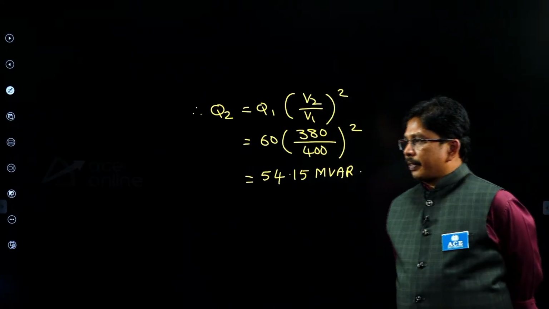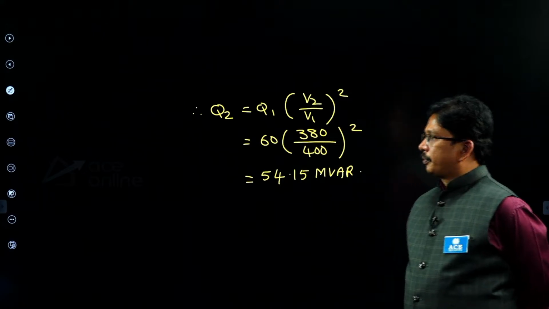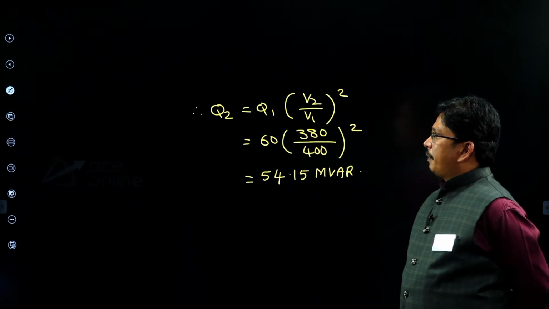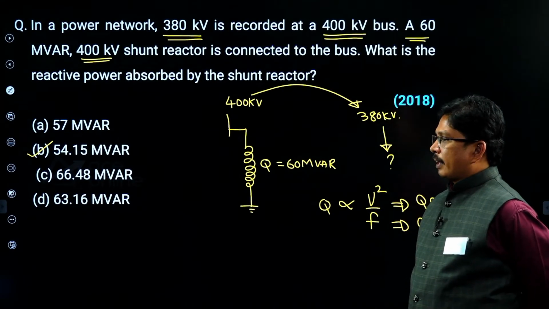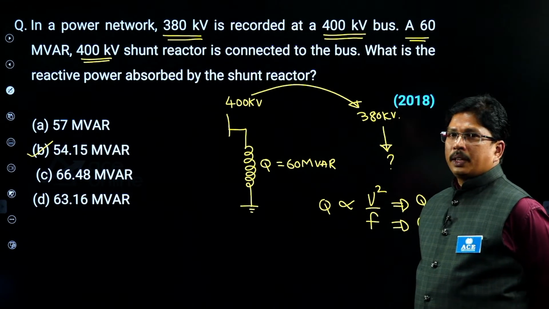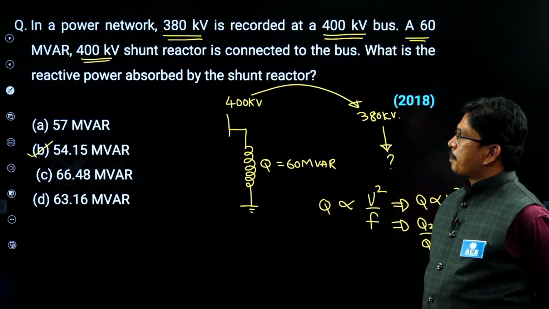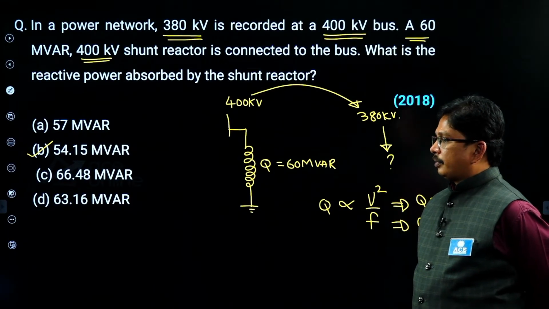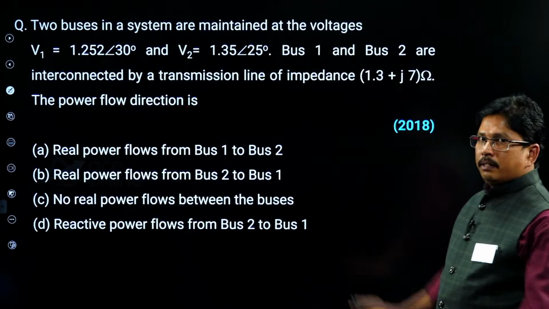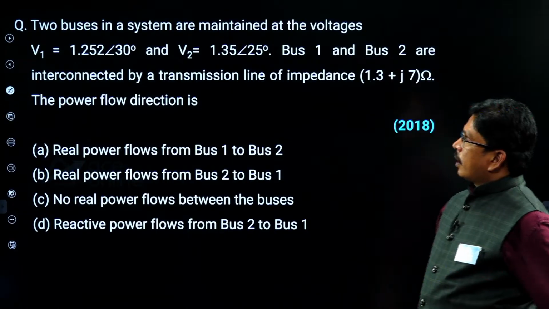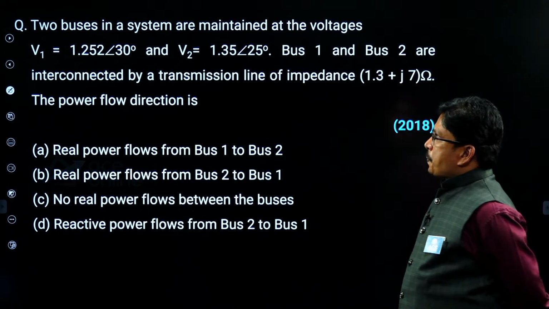Right students? It's a very simple question. V square divided by F. We'll go for the next question, students. Very easiest question, and very, very important also.